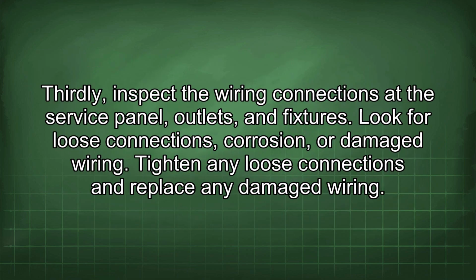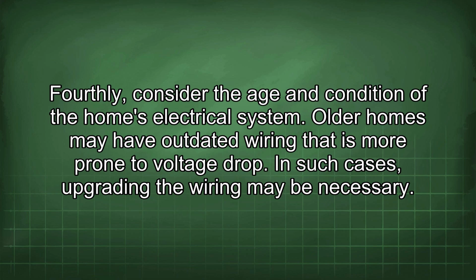Thirdly, inspect the wiring connections at the service panel, outlets, and fixtures. Look for loose connections, corrosion, or damaged wiring. Tighten any loose connections and replace any damaged wiring. Fourthly, consider the age and condition of the home's electrical system. Older homes may have outdated wiring that is more prone to voltage drop. In such cases, upgrading the wiring may be necessary.